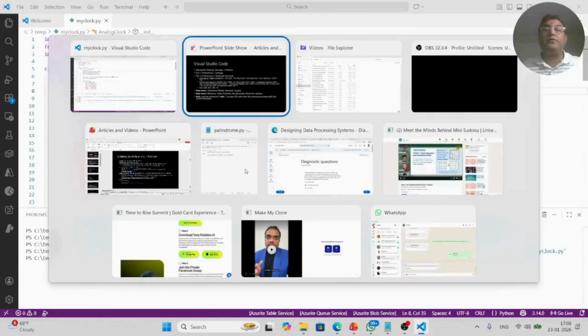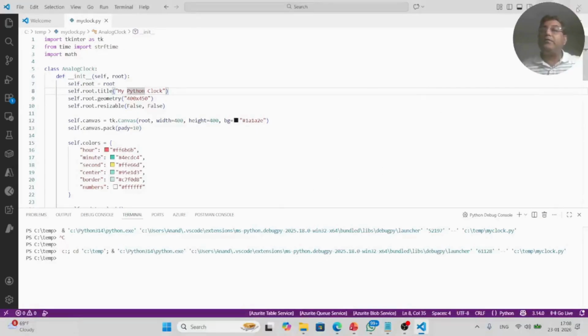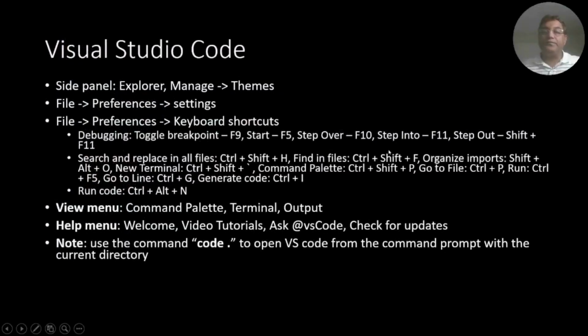Let me go back to the PPT. Control I generate code. This is what we have covered just now. Run code also we have seen, view menu, command palette, so many things, video tutorials I have shown you. And command you can open. Let me just close this. I will just show you this one also. I will just close the Visual Studio Code once.